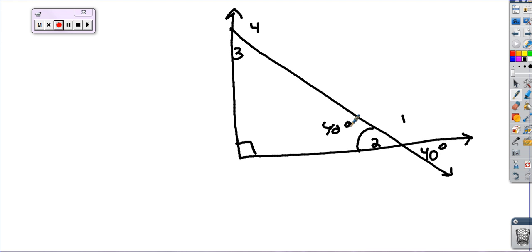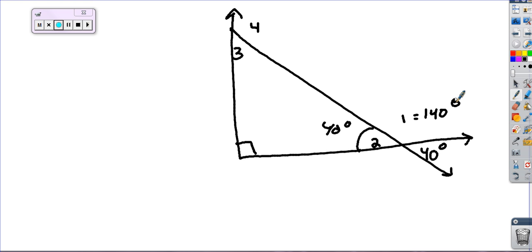If 1 plus 40 is 180, what must 1 be? 1 must be 140. There we go. So 1 must be 140 degrees. Now, let's find angle 3.